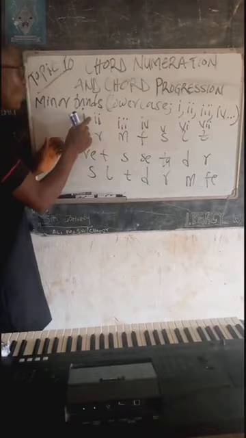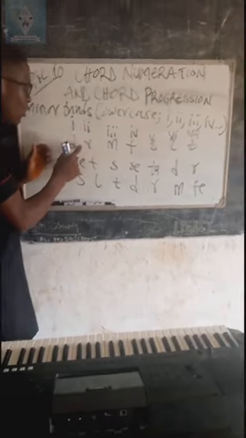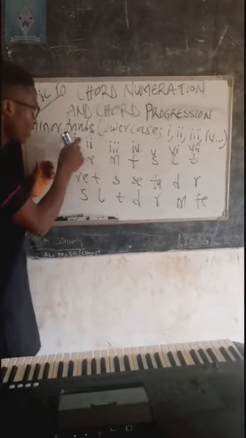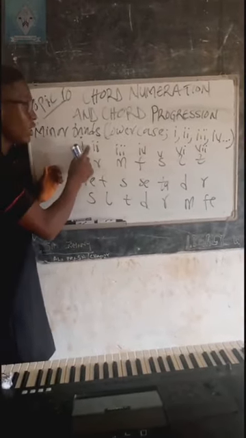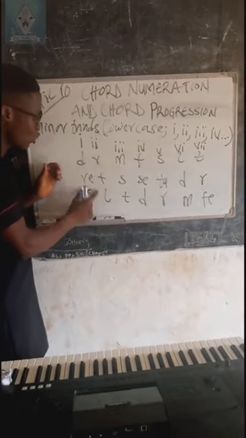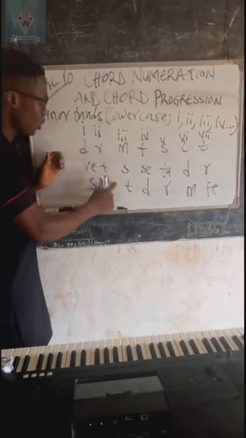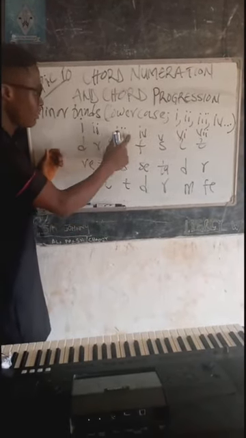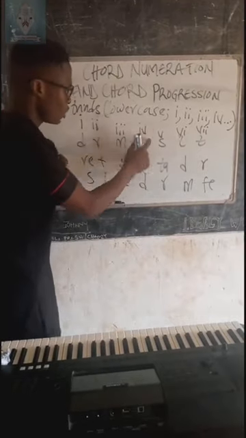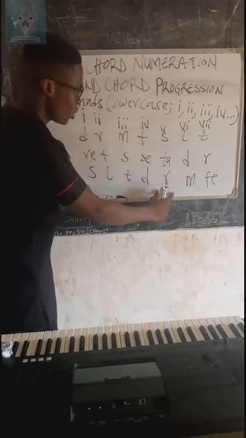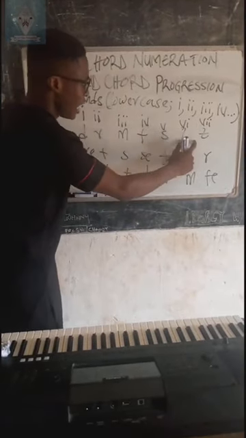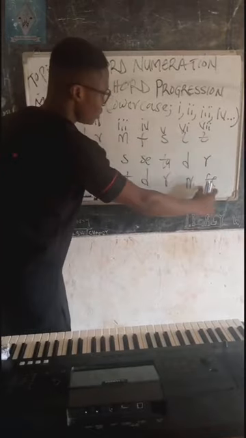So, if you see 1, definitely the chord is built on do. That is, the minor chord for small letters is built on do. If you see 2, the minor chord is built on re. If you see 3, the minor chord is built on mi. If you see 4, it is built on fa. If you see 5, it is built on so. 6 is built on la. 7 is built on t.